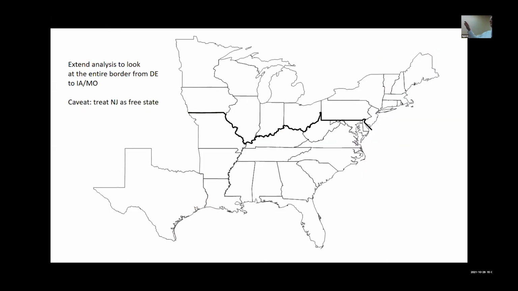Now, what we're going to do in the paper is go beyond the Ohio River and look at the entire border region from Delaware all the way to Missouri. We are going to treat New Jersey as a slave state in the way that the documents from the 1850s and 1860s did, even though even at the time of the Emancipation Proclamation, there are a small number of elderly slaves remaining in New Jersey. But we're going to treat this as the border.